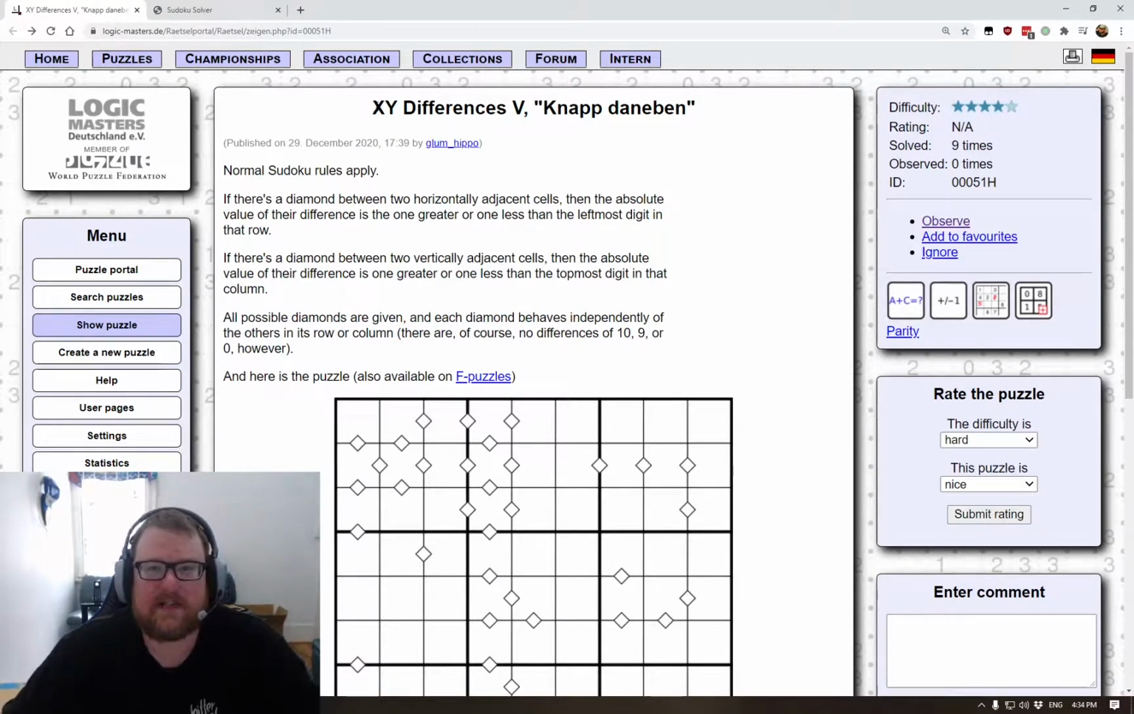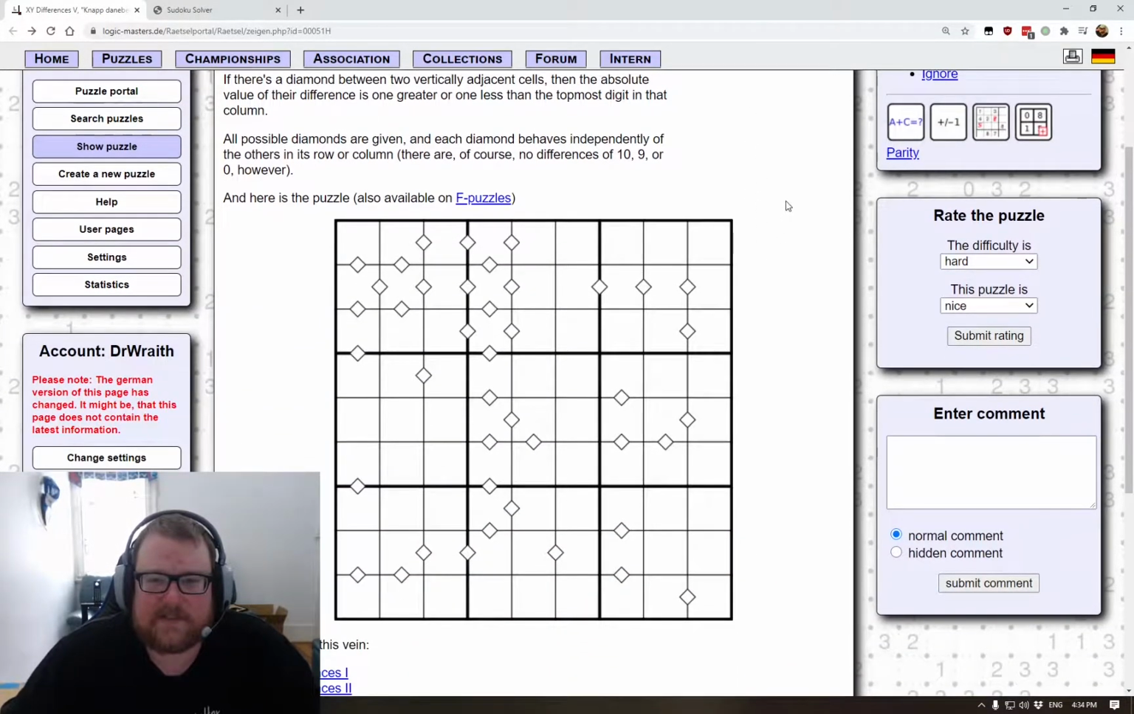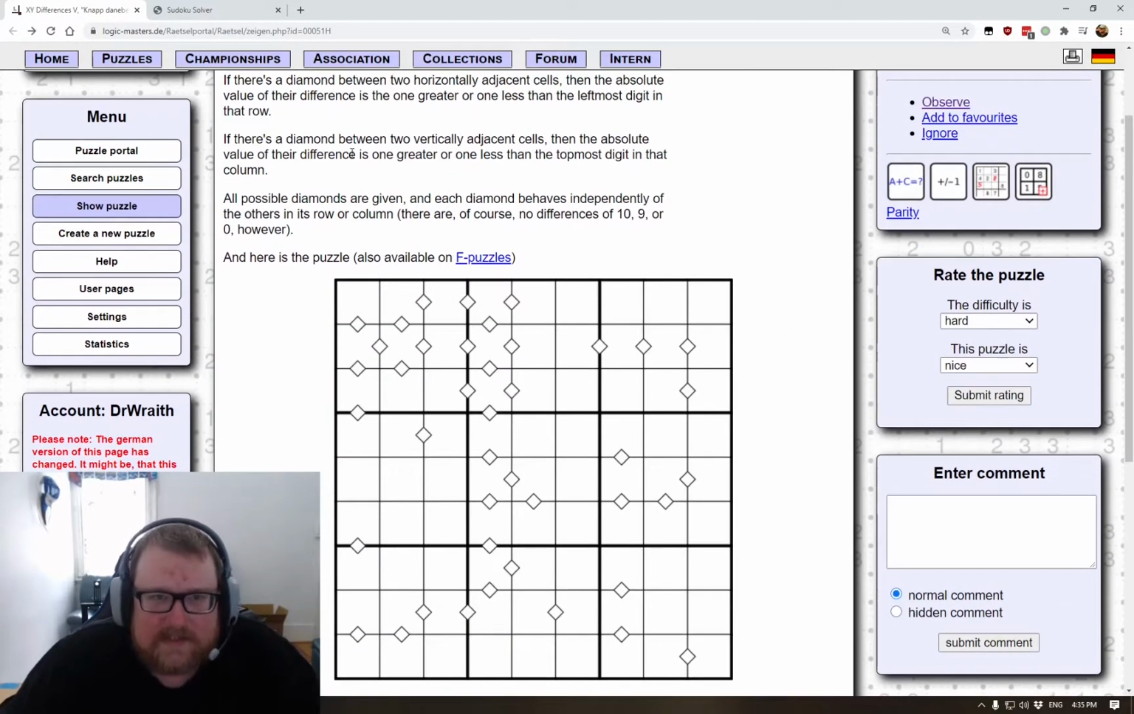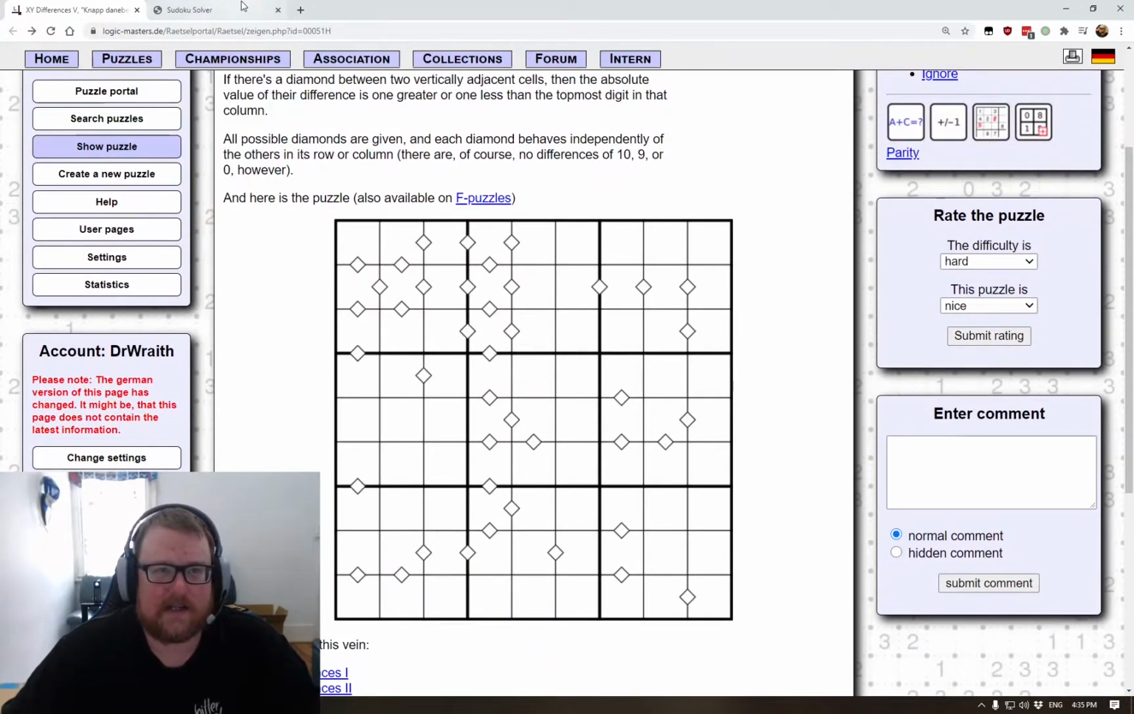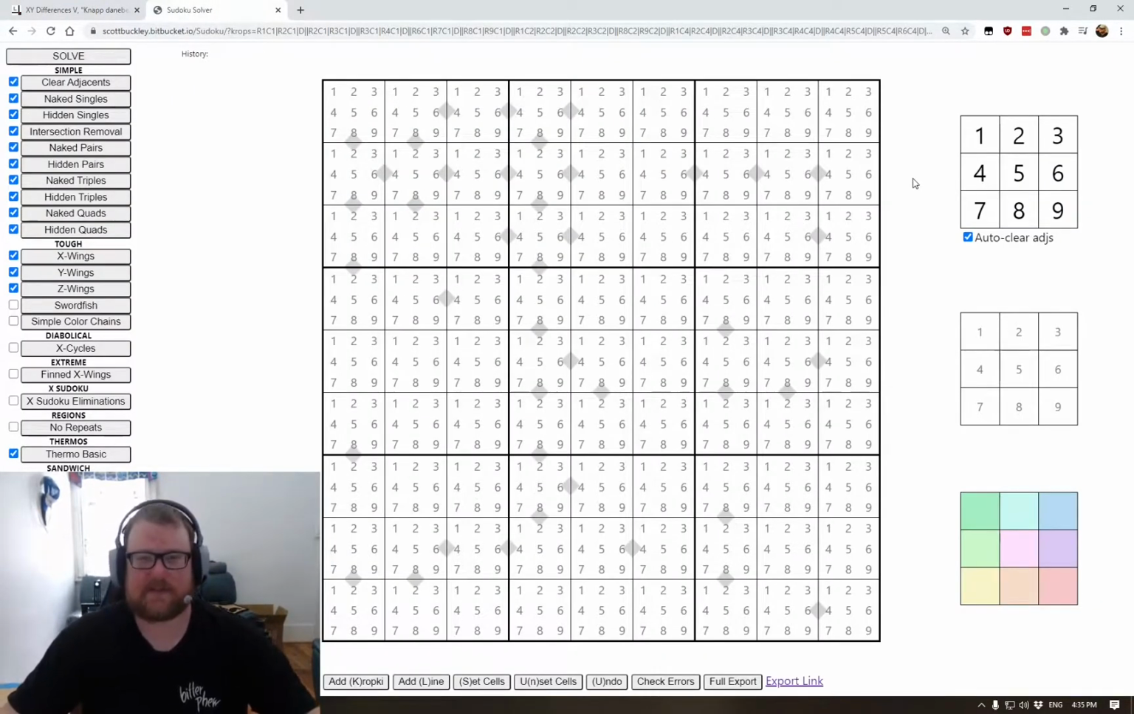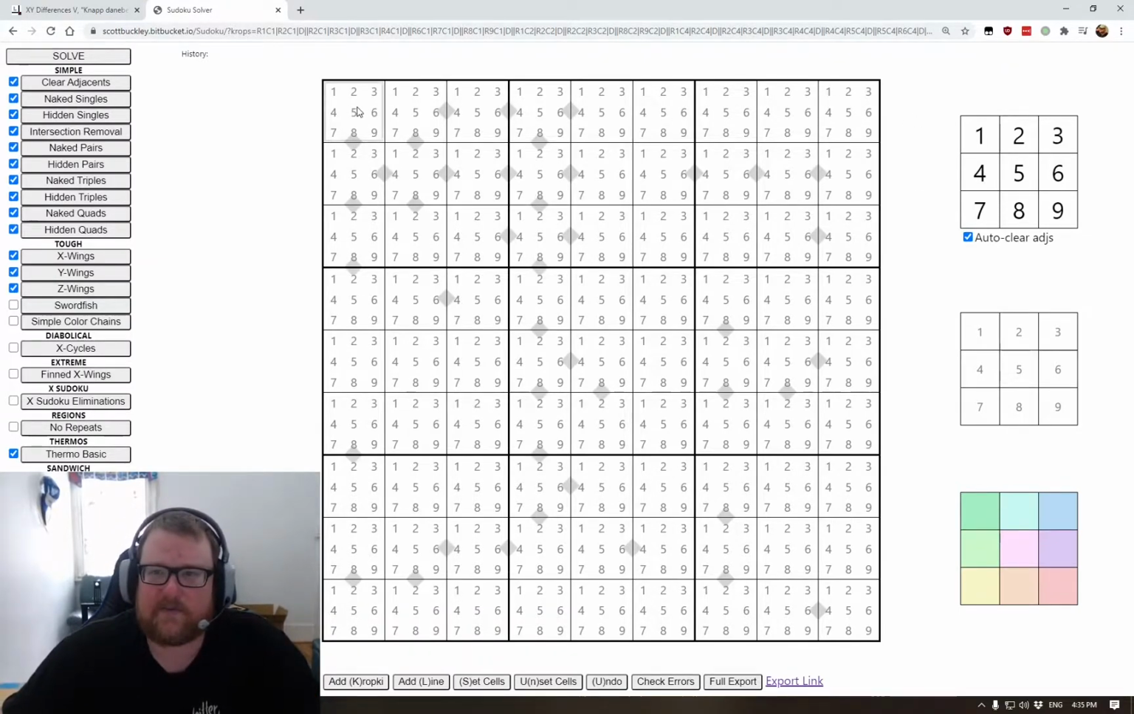It's called XY Differences 5 Knapp daneben, which in German means close miss, near miss. So it's an XY differences puzzle, except the keys are one off. For me to explain this, it's a little bit wordy, so I'll show you what that means. This is the first XY differences puzzle I've done, so I didn't know how this worked before either, but here it goes.